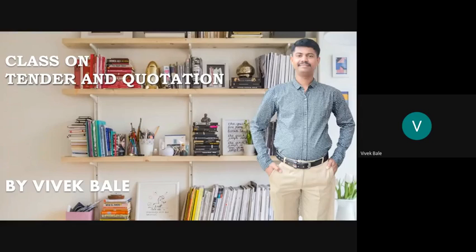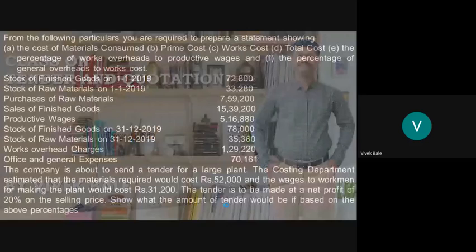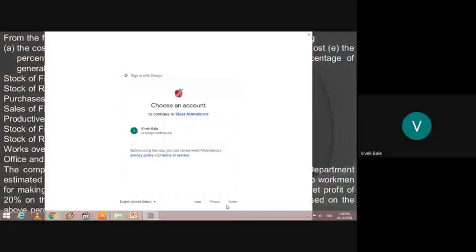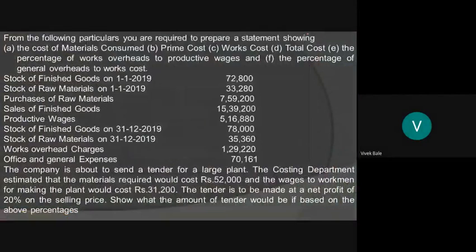Welcome to a class on tender and quotation. Today I am discussing a question in which a company wants to send a tender for a larger plant. For that purpose, the costing department requires material that will cost rupees 52,000, and wages for the workmen making the plant would be rupees 31,200. The tender is to be made at a net profit of 20% on the selling price.